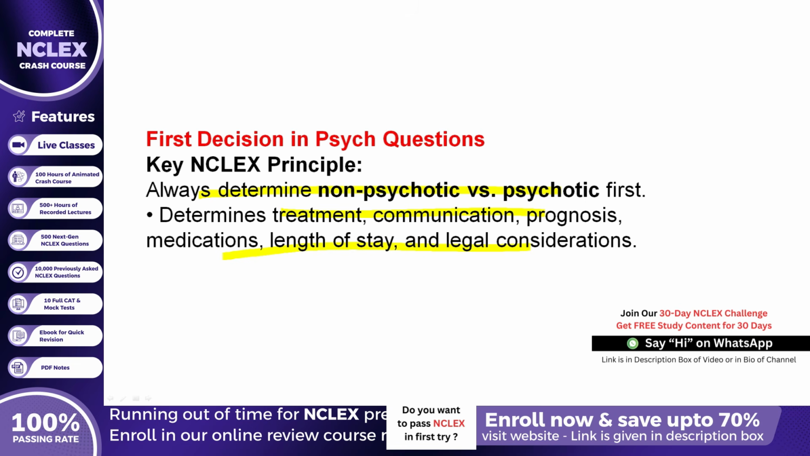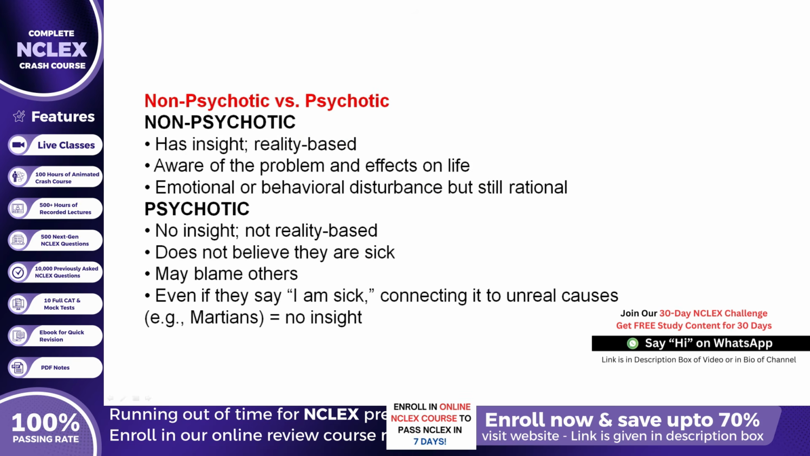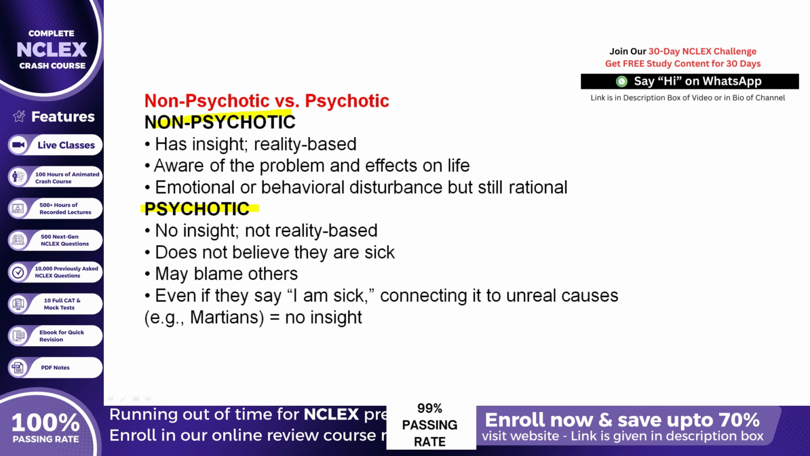Let us begin by understanding the difference between non-psychotic and psychotic clients, because this foundation is essential for safe NCLEX decision-making. When someone is non-psychotic, they have insight and they are reality-based. They are aware of the problem and the effects it has on their life. They may have emotional or behavioral disturbances, but they are still rational. On the other hand, a psychotic client has no insight and is not reality-based. They do not believe they are sick. They may blame others. And even if they say, "I am sick," if they connect it to unreal causes like saying Martians made them ill, then they still have no insight.